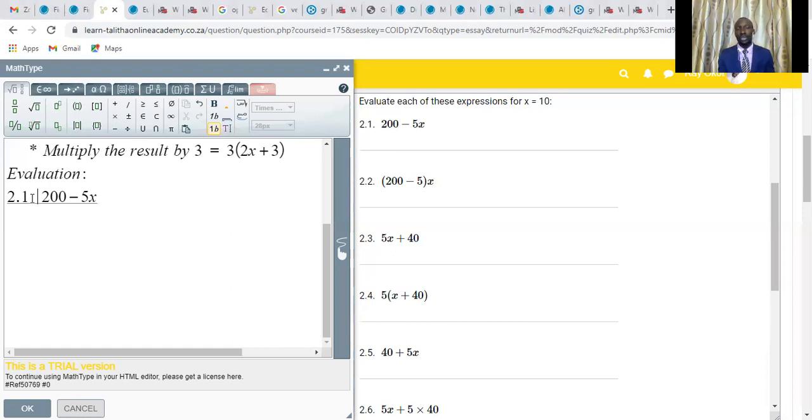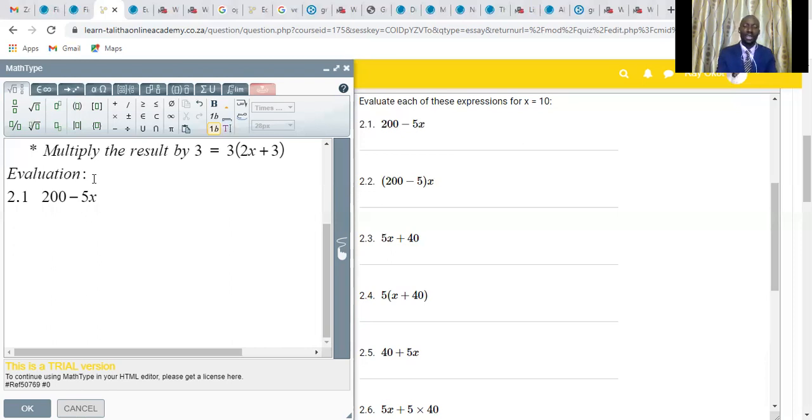So how do you evaluate this? Well, now notice if you were, for example, to change this in words, it would be quite long. This time it starts with a 200, then you have a minus, then you have a 5x. You could still have it in words, but this time we are just supposed to find the value of these expressions. What do we have?